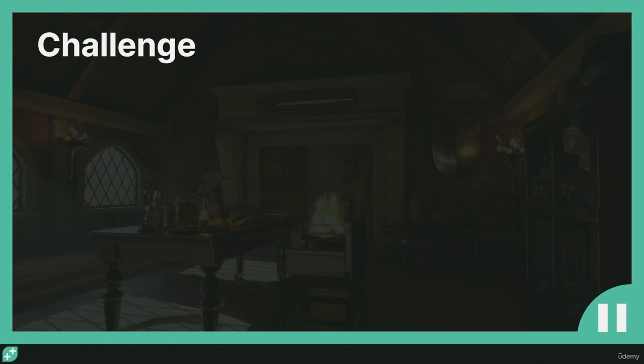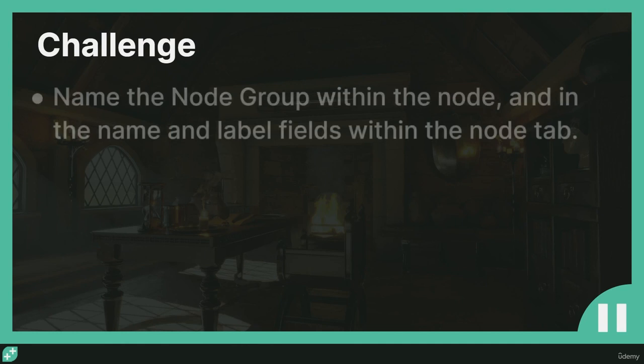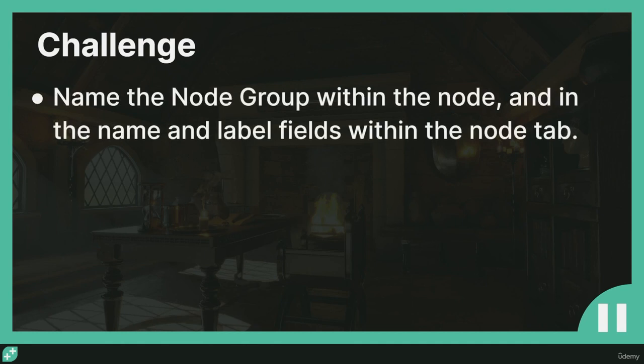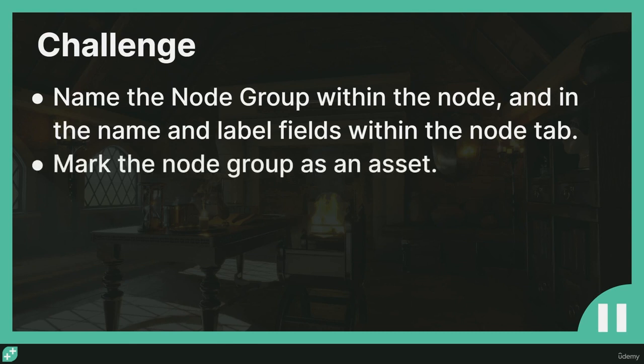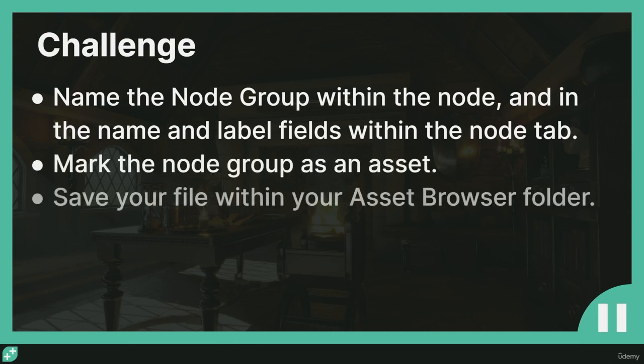Okay, so it's challenge time, and your challenge in this video is pretty simple. All you have to do is name the node group within the node, and within the name and label fields within the node tab. Mark the node group as an asset. And finally, save your file within the asset browser folder. So pause the video, have a go at that, and join me in a moment and I'll show you how I would do it.